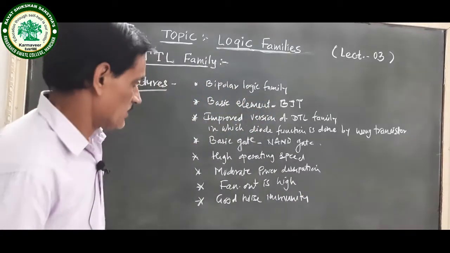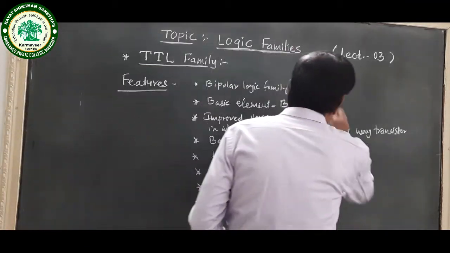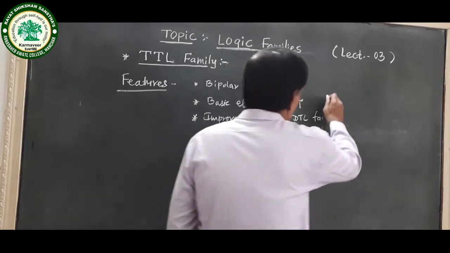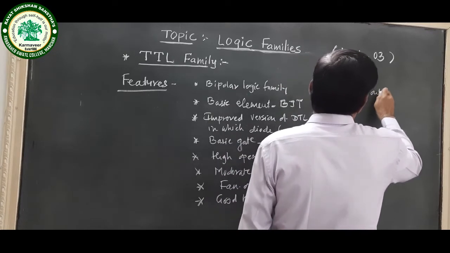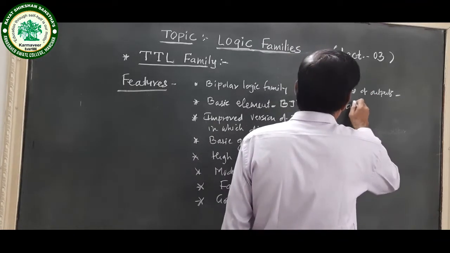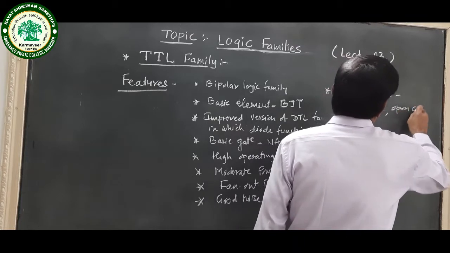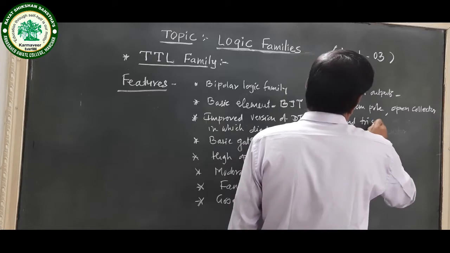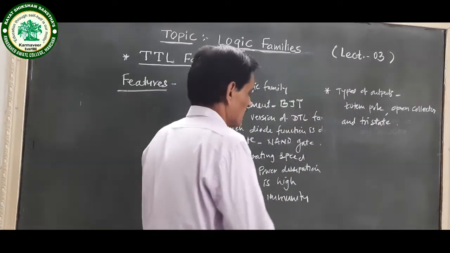Then the corresponding family will provide different types of outputs, such as totem pole, open collector and tri-state. A variety of outputs are provided by the TTL ICs.